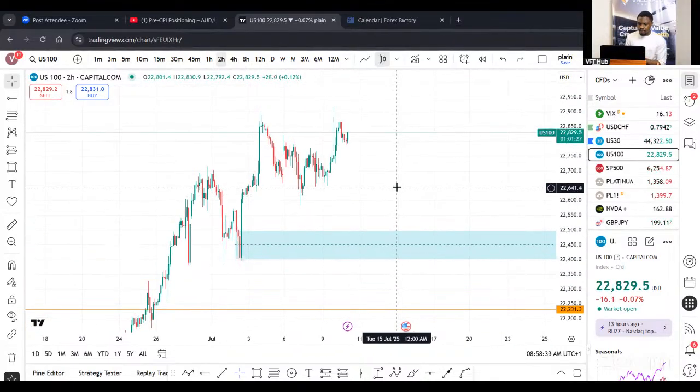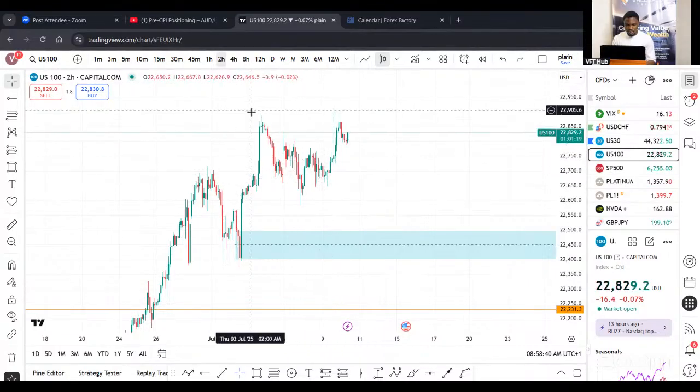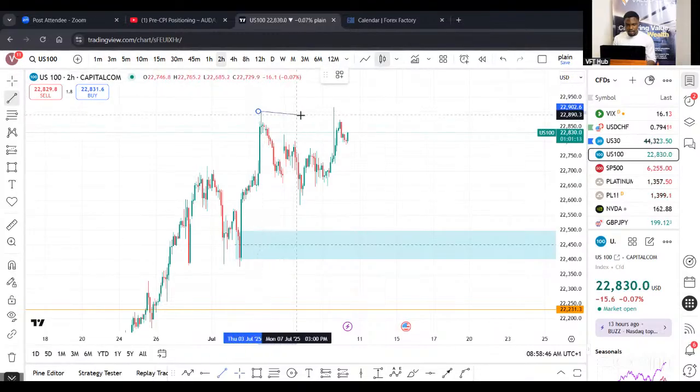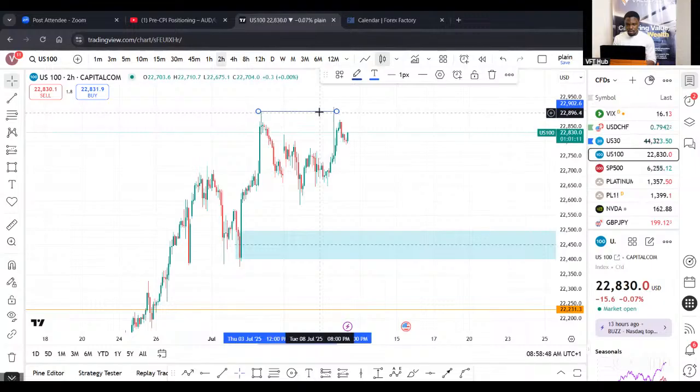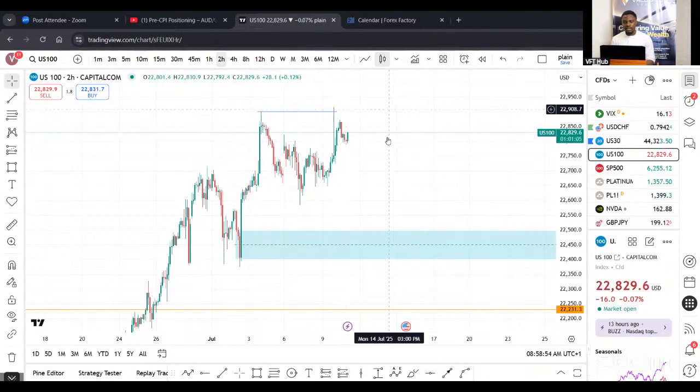But right now, I'm looking at something really, really interesting here: market structure and liquidity. I'm assuming that we're breaking structure here. Broken structure to the upside here, this zone here. It's a weak break of structure, but it's still a break of structure, right? So I want to see how price is going to react from this zone.